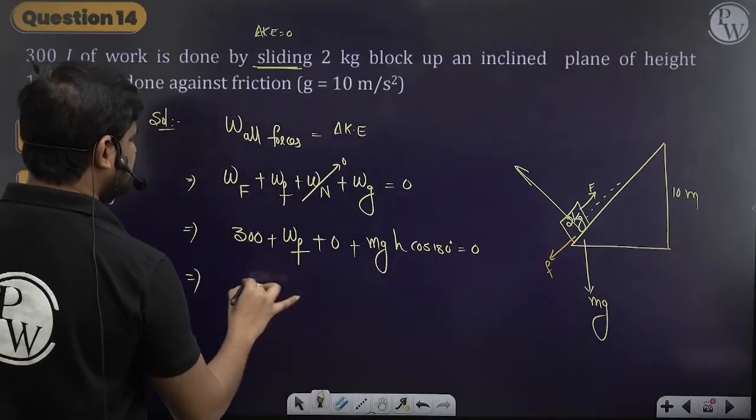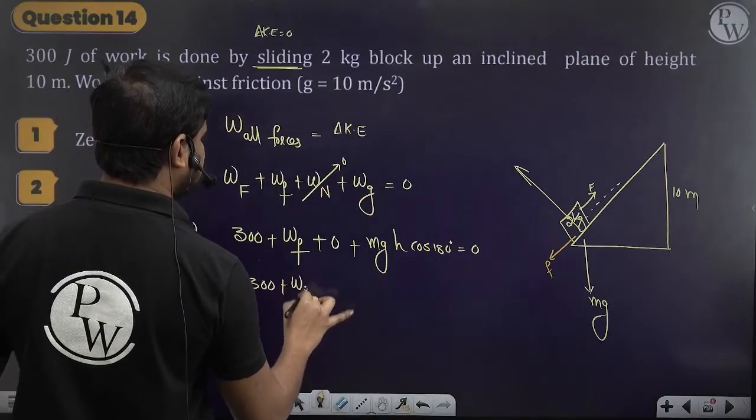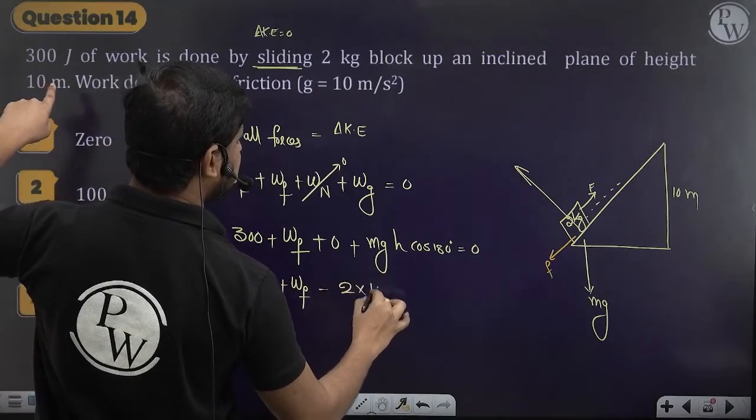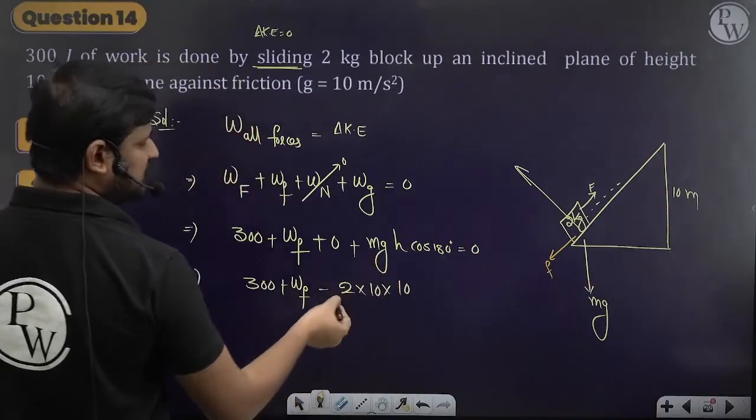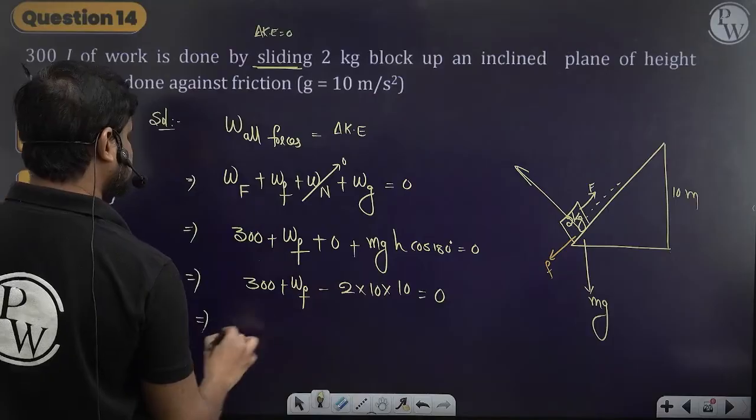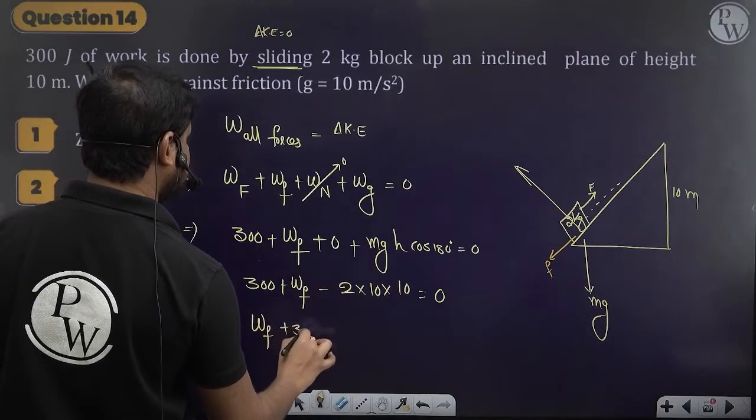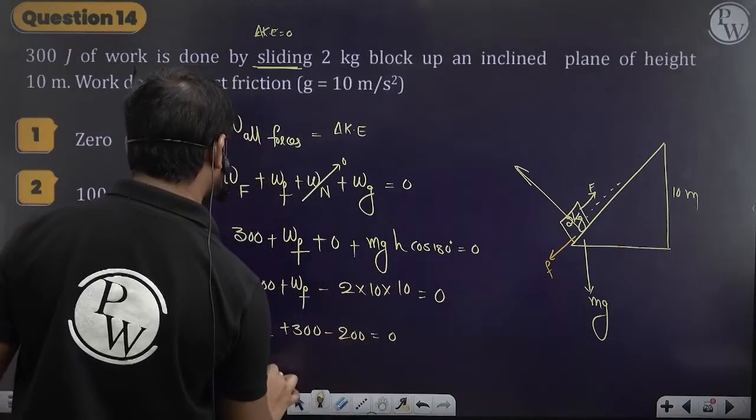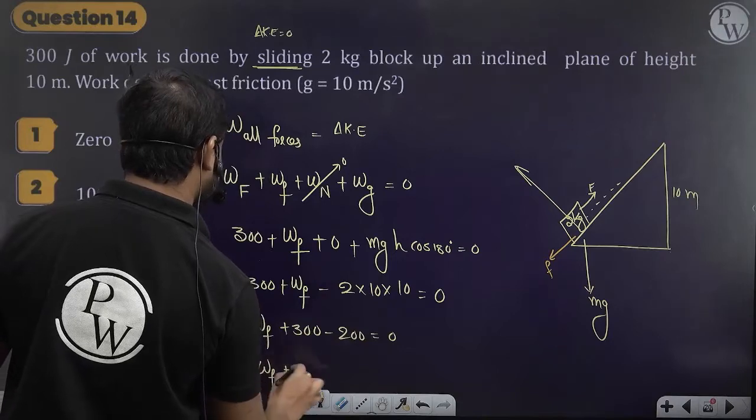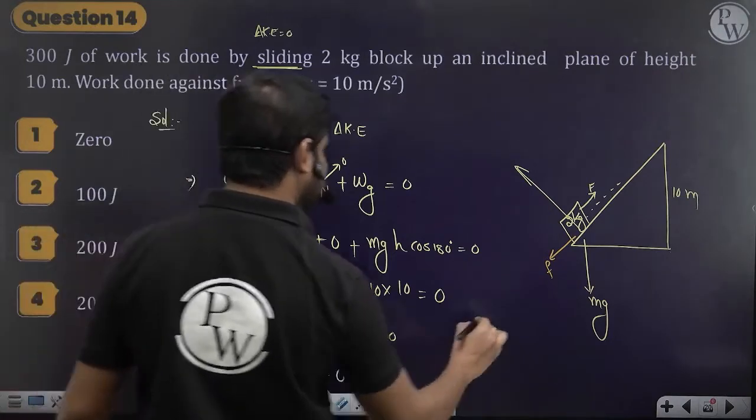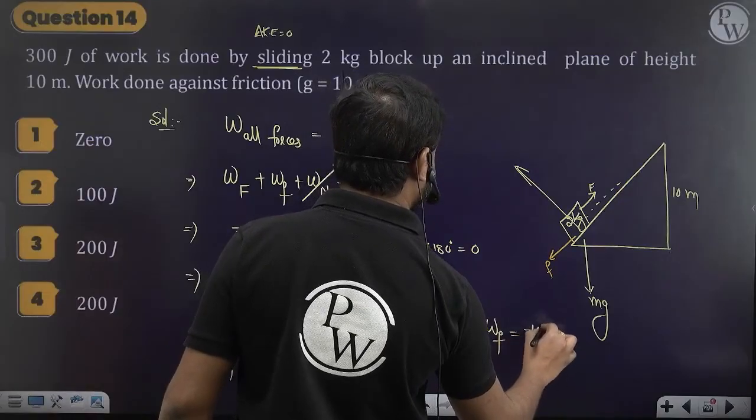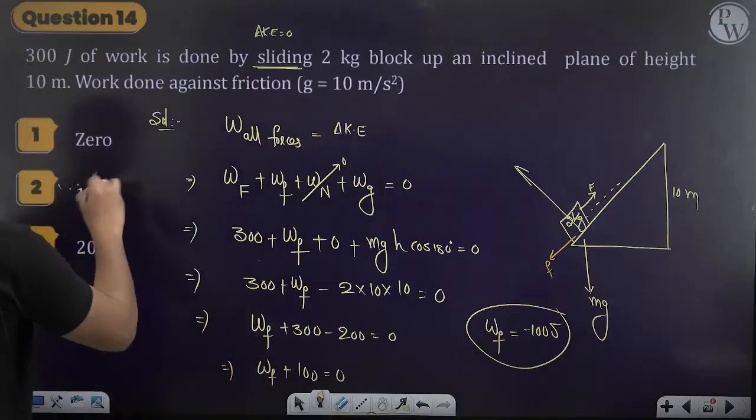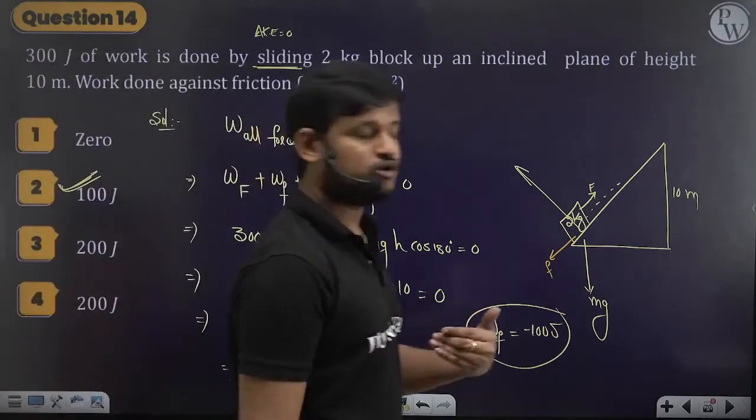So simply here I can write 300 plus the work done by friction minus mgh. Mass is 2 kg, g is 10, height is 10. Cos 180 is minus 1, I wrote. So the work done by friction plus 300, minus 2 into 10 into 10, which is 200, is equal to 0. So the work done by friction plus 100 is equal to 0, which means the work done by friction is equal to minus 100 joules. Here only the magnitude is asked, so just put 100 joules.